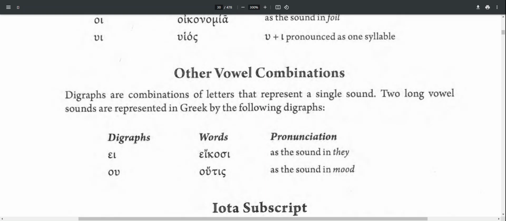Here you have this one, which was an evolution of omicron and upsilon. You pronounce it like oo. It's a long sound, always a long sound, as in mood. You have the word outis. You have eikosi and outis, which mean twenty and no one.